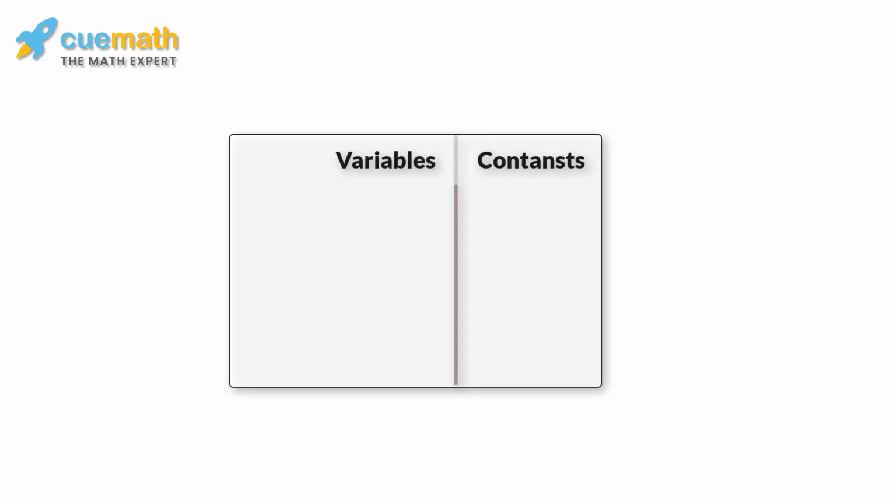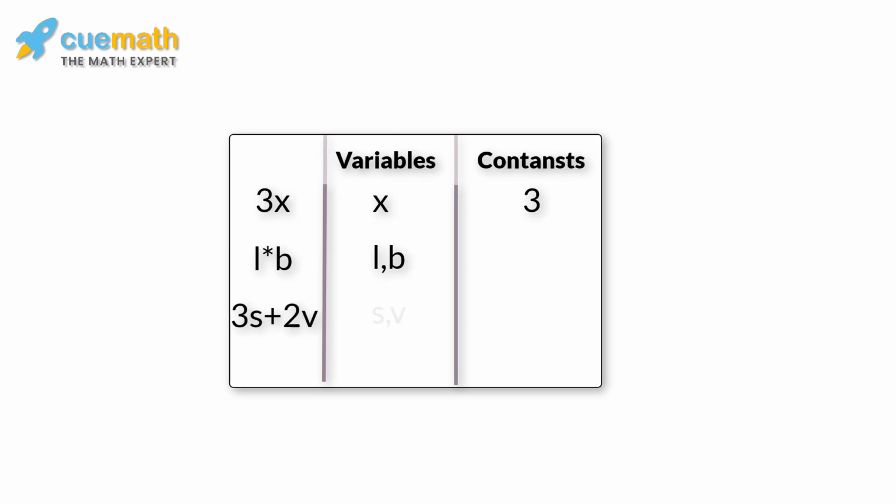So based on these three examples, we can conclude that an algebraic expression can be formed by variables and constants using mathematical operations. For example, in 3x, x is the variable, 3 is a constant. In L times B, L and B are variables. In 3s plus 2v, s and v are variables, 3 and 2 are constants.